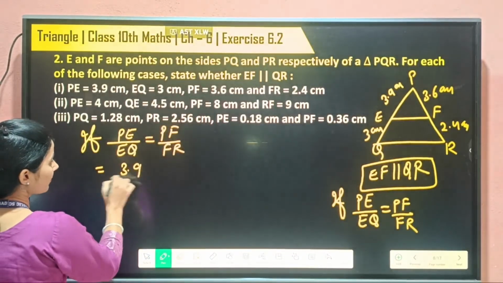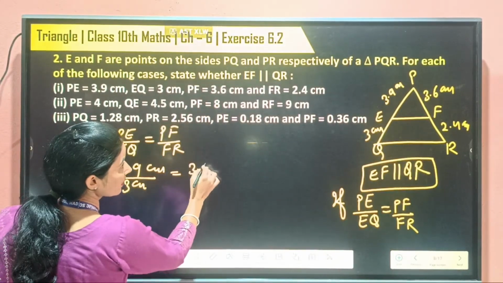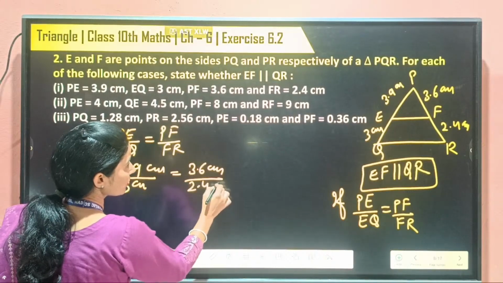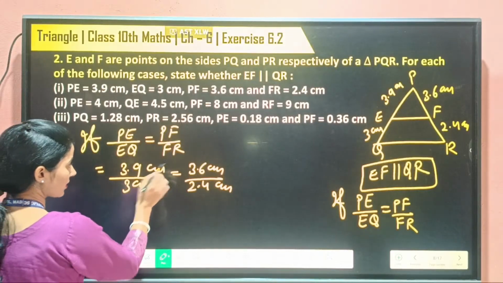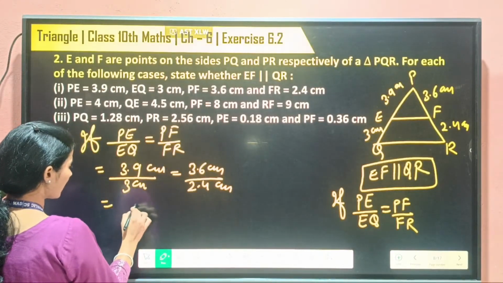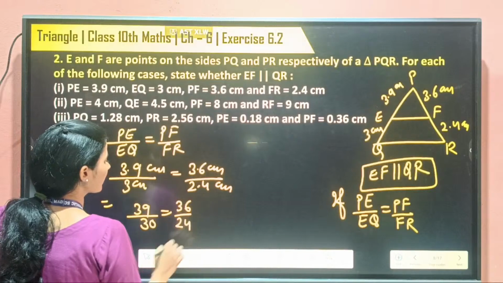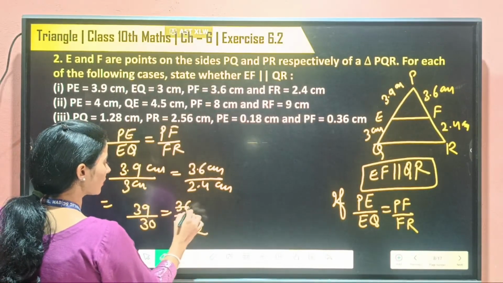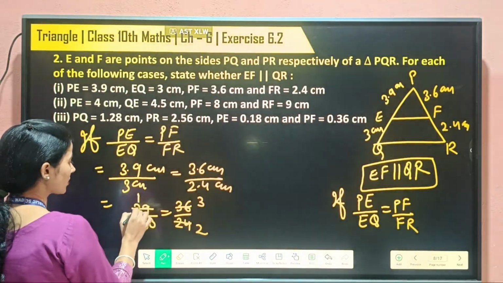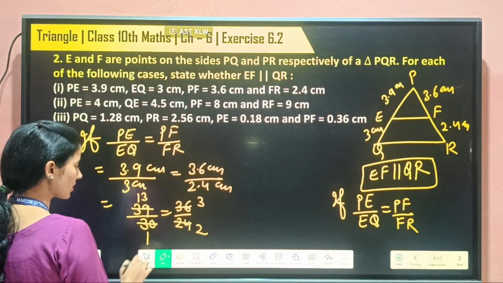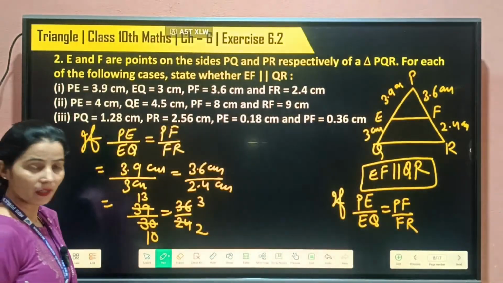What is PE? It is 3.9 centimeter and EQ is 3 centimeter, and PF is 3.6 centimeter by 2.4 centimeter. Centimeter to centimeter cancel, and the decimals will cancel everywhere. It will be 39 by 30 equals 36 by 24. Cancel with 12: 12 2s are 24, 12 3s are 36. And cancel with 3: 3 1s are 3, 3 3s are 9, 3 1s are 3, 3 0s are 0. This is 13 by 10 and that is 3 by 2.